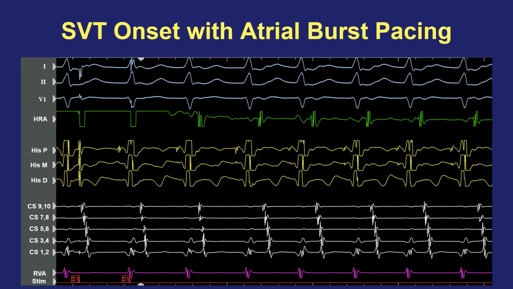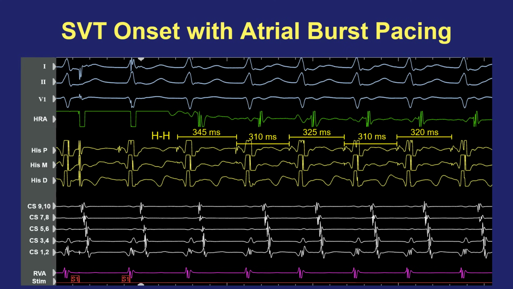Here's the onset of another SVT that was initiated with atrial burst pacing. We can see the pacing artifact in the HRA catheter. We can see the stimulation channel telling us that we had a series of S1s, and here are the last two paced beats. And here we are off into SVT with a 1-to-1 AV relationship. But notice that there is actually some variability in the cycle length, the intervals between the atrial events and the QRSs. And let's see if that variability is helpful in ruling out any of the tachycardia mechanisms.